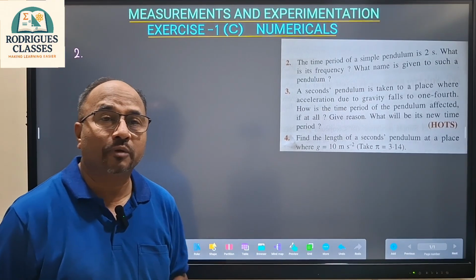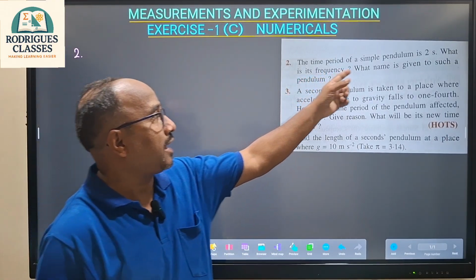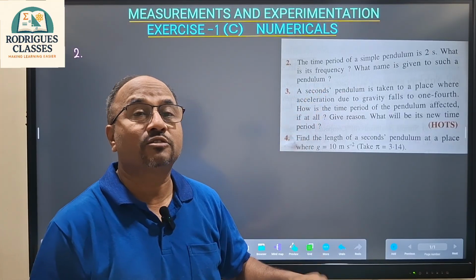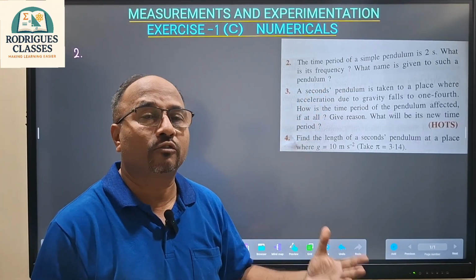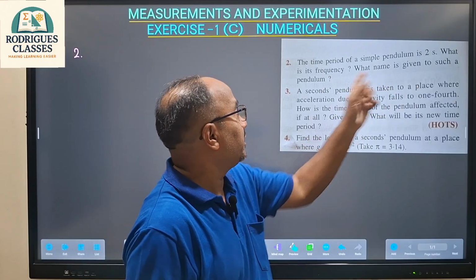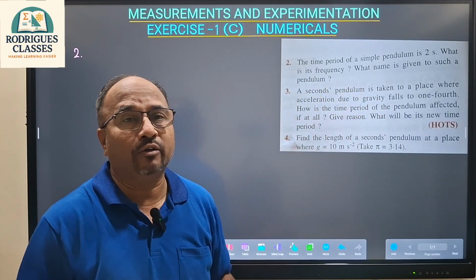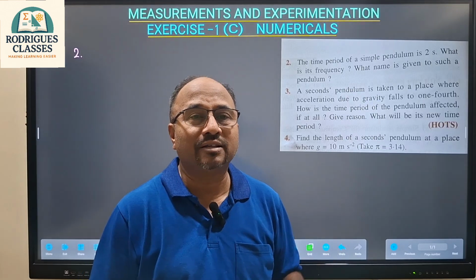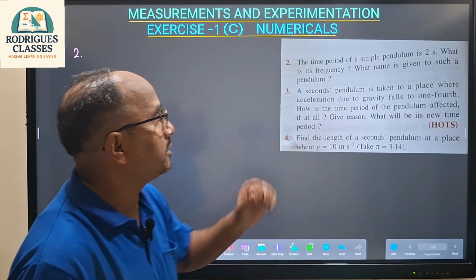So let's see numerical number 2. It says the time period of a simple pendulum is 2 seconds. What is its frequency? Time period is given, you have to find the frequency, and what name is given to such a pendulum. You know that a pendulum with time period 2 seconds is called a seconds pendulum. Okay, so let us write it.